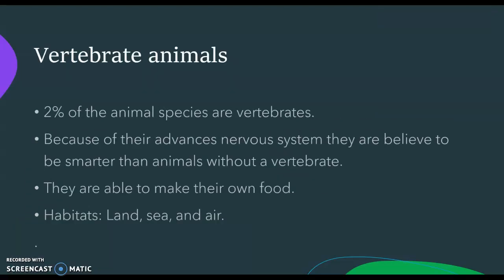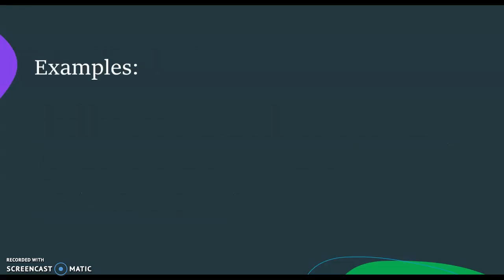Vertebrate animals consist of 2% of the animal species that have a backbone, and because of their advanced nervous system, they are believed to be smarter than animals without vertebrae. They are able to make their own food, and because they are able to adapt to different habitats, they can live on the land, sea, and air.